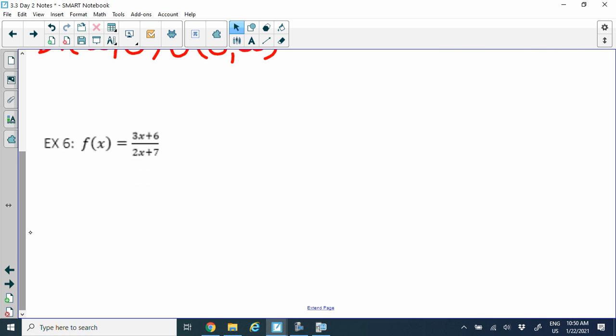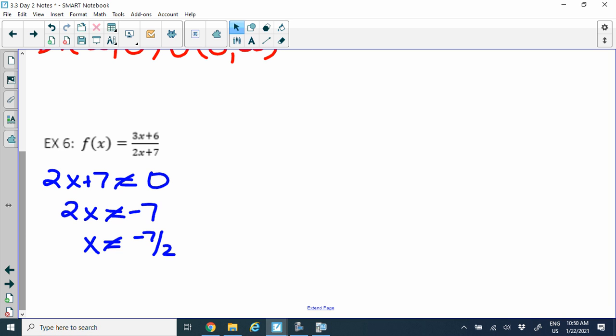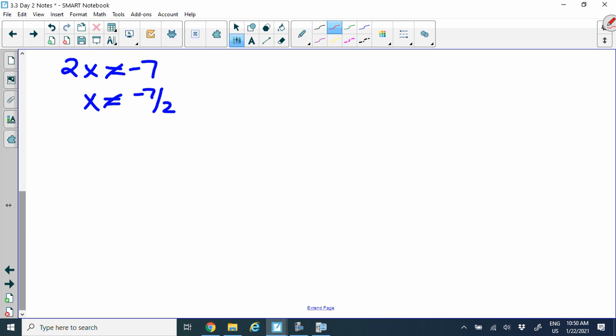So we're going to set our denominator not equal to 0. So it's going to be that equal sign with a slash, that means not equal. Now we solve, so I get 2x not equal to negative 7. And then I divide both sides by 2, so x doesn't equal negative 7 halves. So the only number that doesn't work in our domain is negative 7 halves.